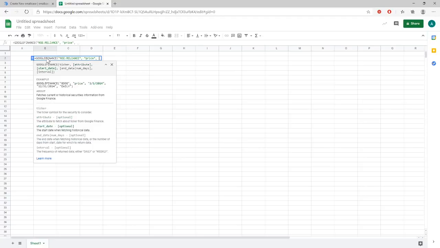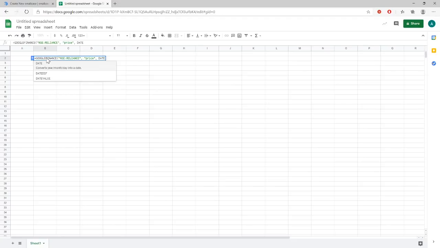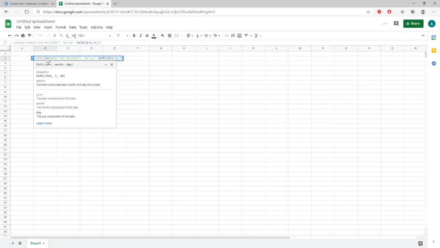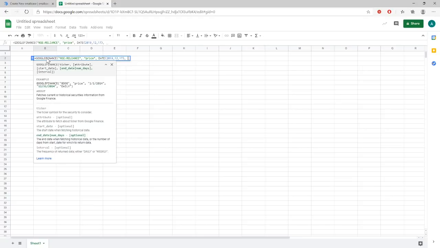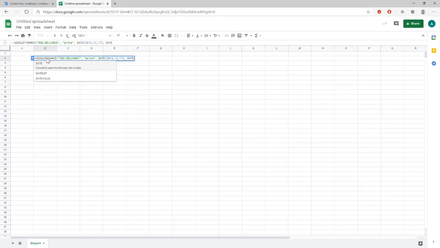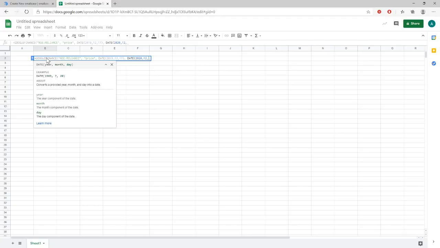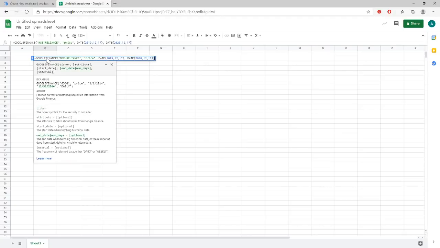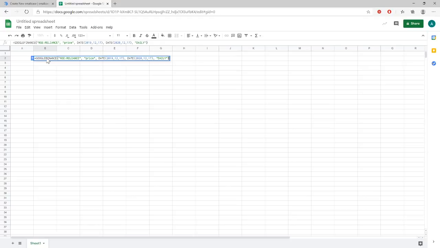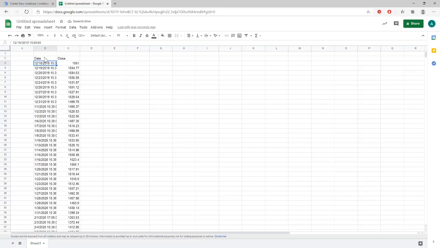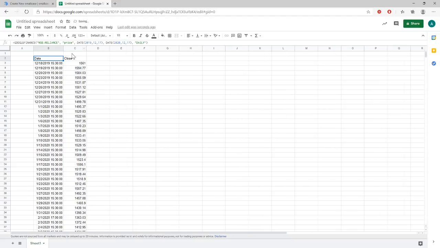Then I have to put in the start date. Say I want it for last 1 year, all right, and I put in an end date, 17th. So basically this is 1 year data, and I want the daily data. Now as soon as I put this and I click on enter, voila, I have the entire data for the last 1 year for Reliance. This is for Reliance.